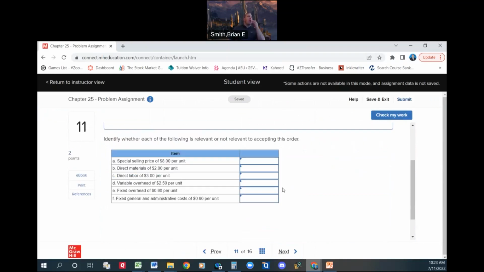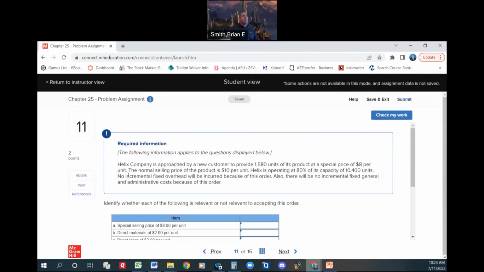All right, we're going to identify whether or not these are relevant or non-relevant. Helix Company is approached by a new customer to provide 1,580 units of its product at a special price of $8 per unit. Normal selling price is $10. Helix is operating at 80% of its capacity of 10,400 units. No incremental fixed overhead will be incurred because of this order. Also, there'll be no incremental fixed general and admin costs because of this order.